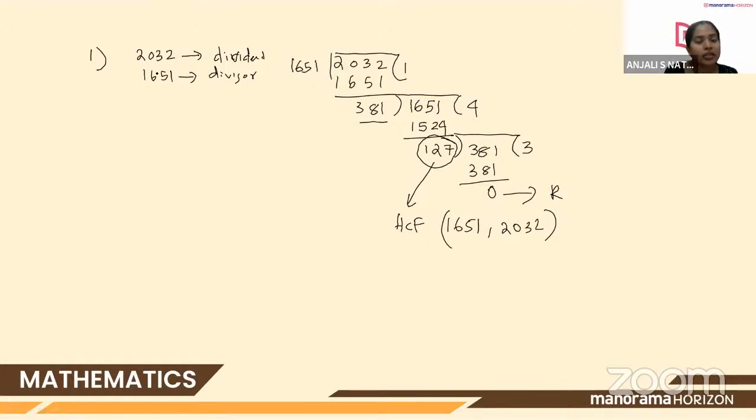So how did we get 1651 and 2032? What are the numbers here? 1649 and 2036, right? In the question, they said that the first one leaves a remainder 8 and the second one leaves a remainder 4. That's why we get these numbers.